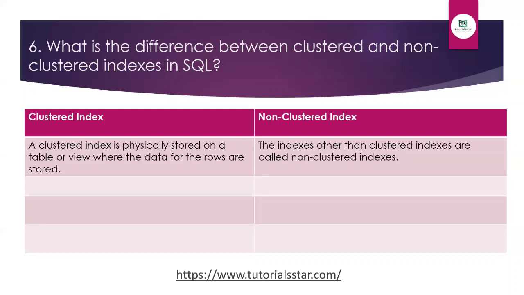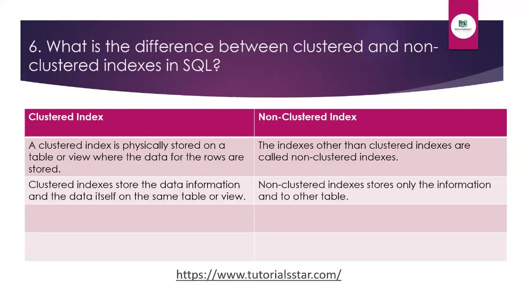The indexes which are present other than the primary index, that is the clustered index, are called non-clustered indexes. Next difference is, clustered indexes store the data information and the data itself in the same table or view. Non-clustered indexes store only the information and then refer you to the data of the clustered index. So it has a separate copy for reference.